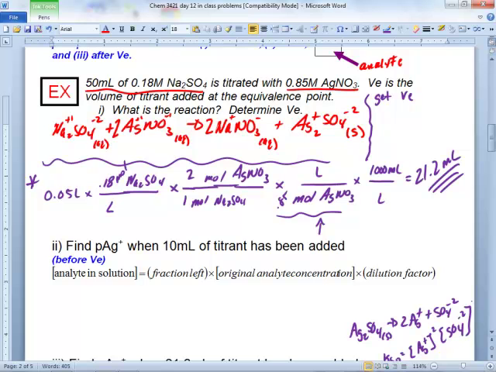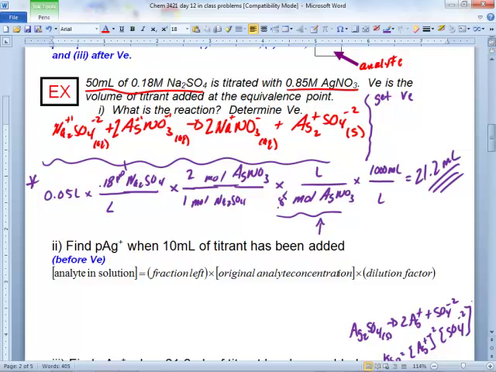Right? Because you could figure the moles of sodium. You could figure the moles of sulfate. You add some silver ion, and the sulfate reacts with it to make the silver sulfate. But there's still some left, and that's all we're doing. We're going to figure out the fraction left of the sulfate. Because we're before VE, there's still a bunch in there. Not all of it reacted to make the solid.